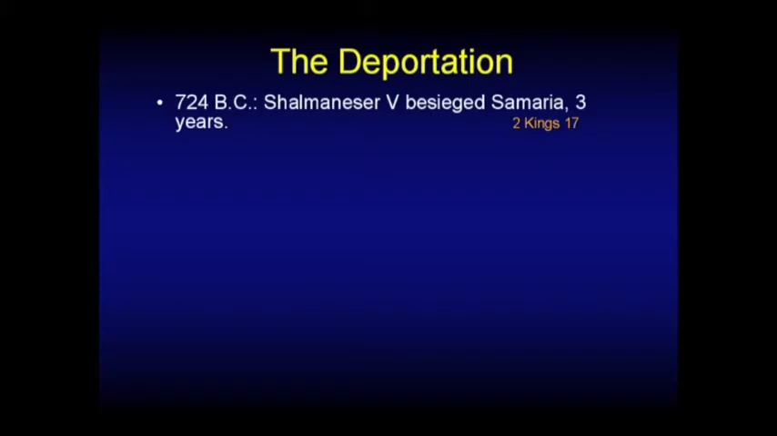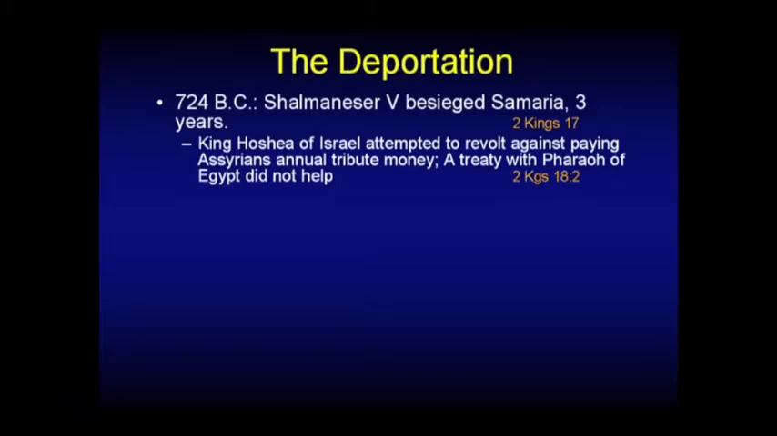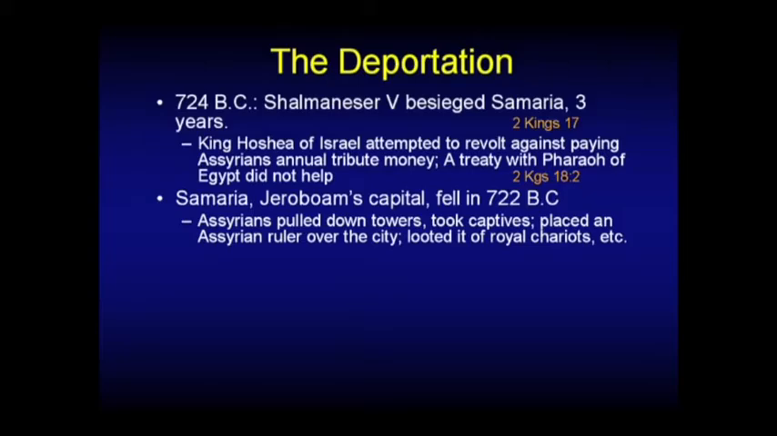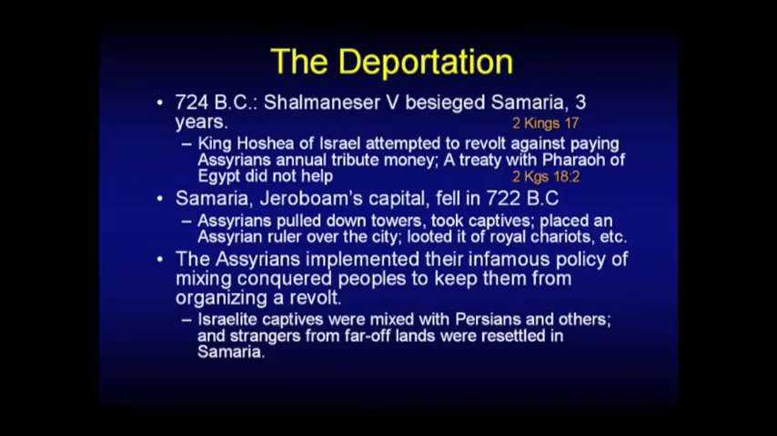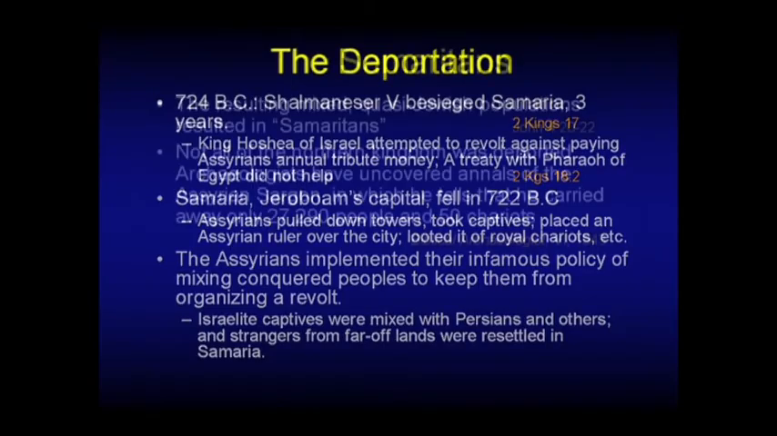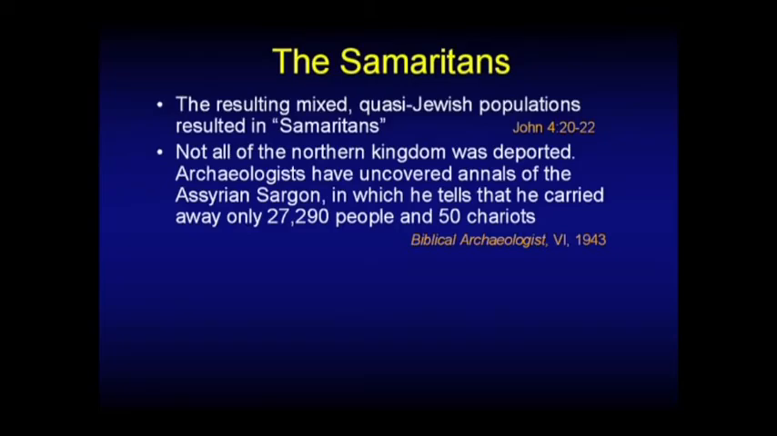So in 724, Shalmaneser V besieged Samaria for 3 years. And King Hoshea of Israel attempted to revolt against paying the Assyrians the tribute money. That was a big mistake. He had a treaty with the Pharaoh of Egypt, but that didn't help any. Samaria, the capital of Jeroboam's world, fell in 722 BC. They pulled down towers, took captives, placed an Assyrian ruler over the city, and looted it, and so forth. And they implemented their policy of mixing conquered people to keep them from organizing a revolt. So the Israelite captives were mixed with Persians and others, and strangers from far-off lands were settled in Samaria. And that led to mixed populations.